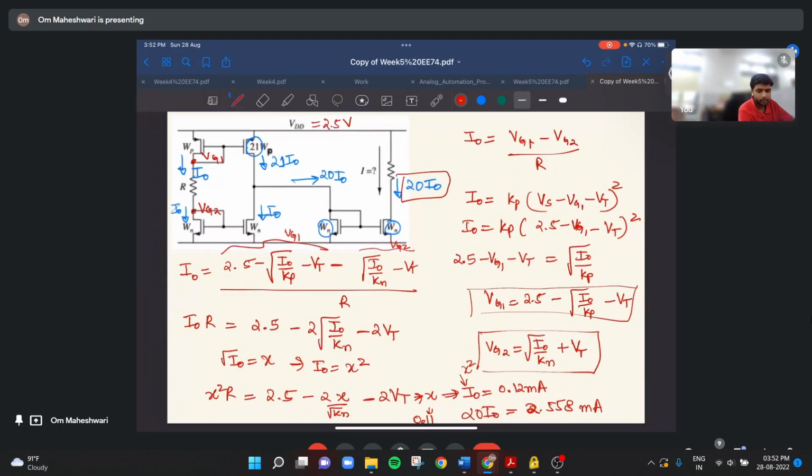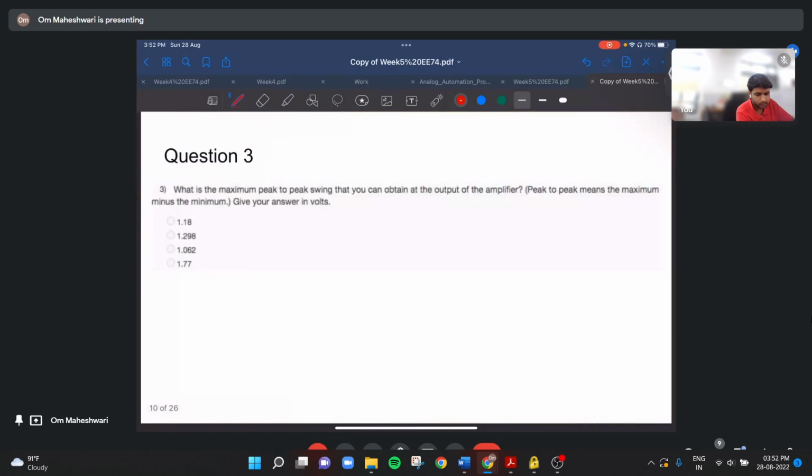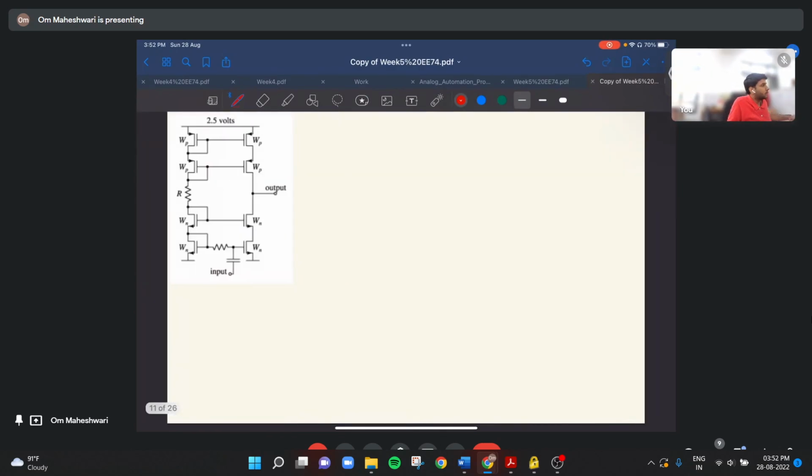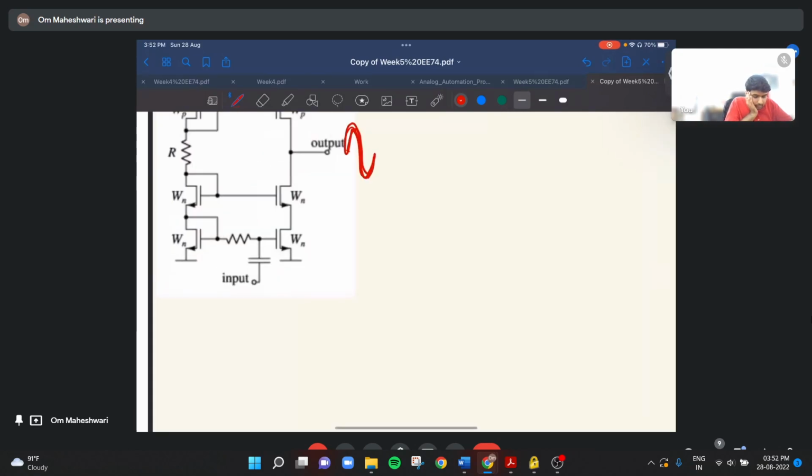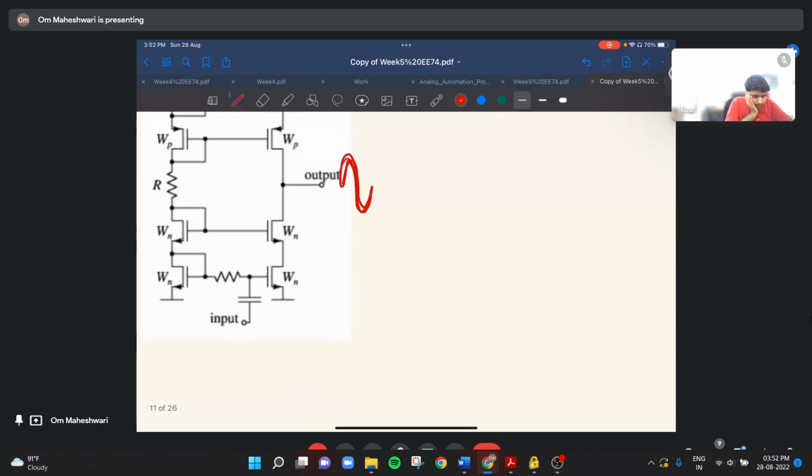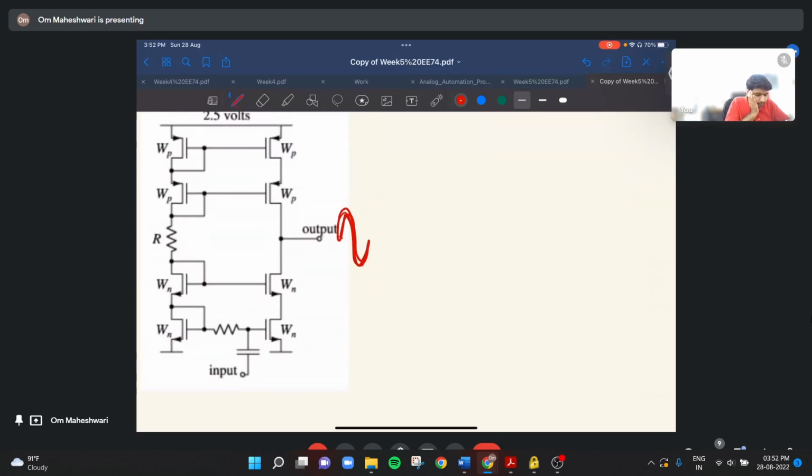We have a few minutes, so let's solve question 3. We have to find the swing. What is swing? We have to find the maximum allowable change here so that all the transistors remain in saturation. So let us take this node.